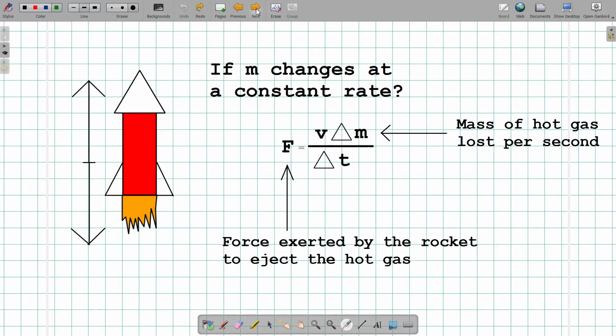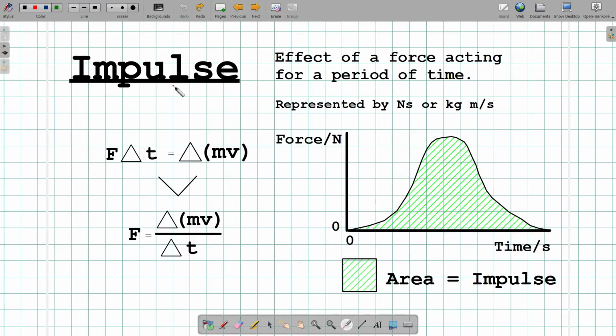But moving on to impulse. It's quite simple to understand impulse. We'll be talking a bit more about impulse in the second video, but impulse is the effect of a force acting over a period of time.